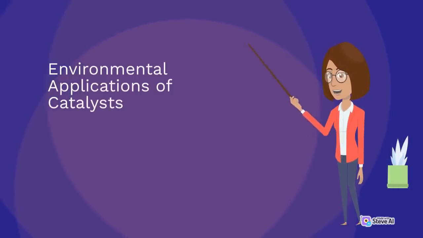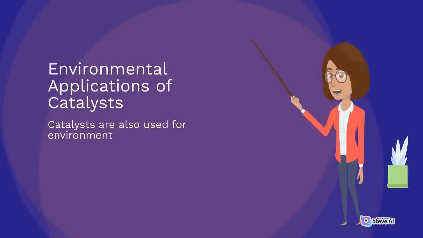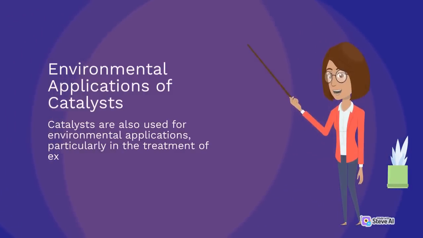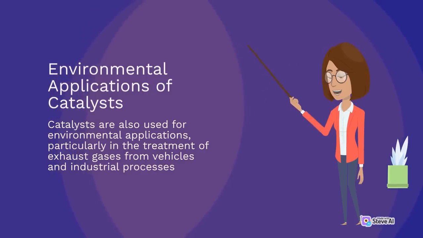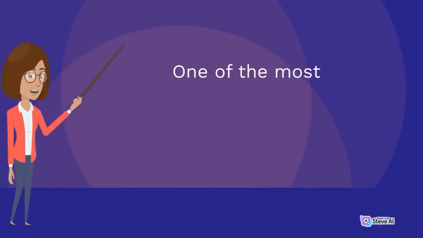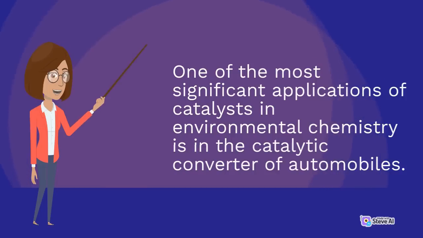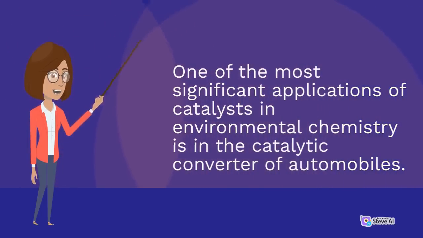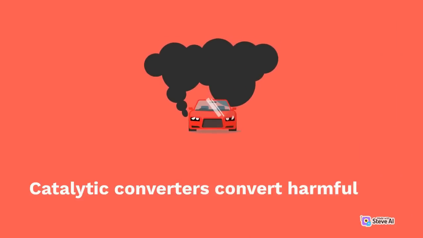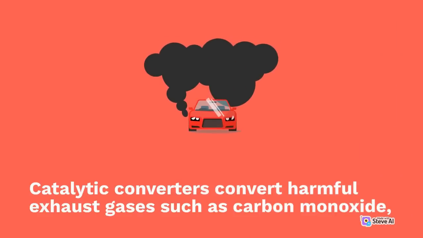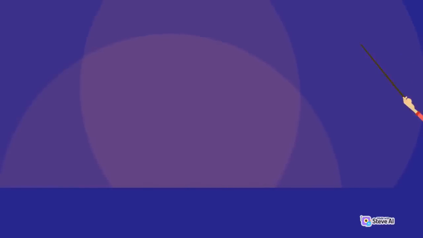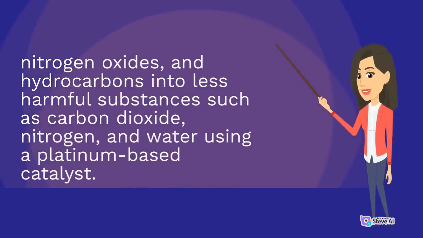Environmental applications of catalysts. Catalysts are also used for environmental applications, particularly in the treatment of exhaust gases from vehicles and industrial processes. One of the most significant applications of catalysts in environmental chemistry is in the catalytic converter of automobiles. Catalytic converters convert harmful exhaust gases such as carbon monoxide, nitrogen oxides, and hydrocarbons into less harmful substances such as carbon dioxide, nitrogen, and water using a platinum-based catalyst.